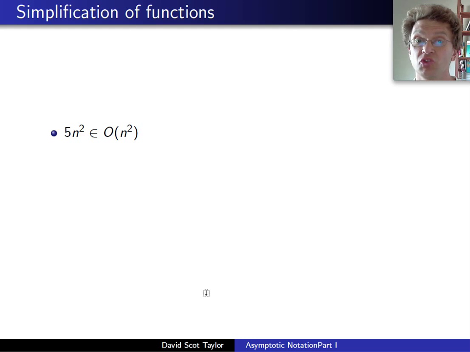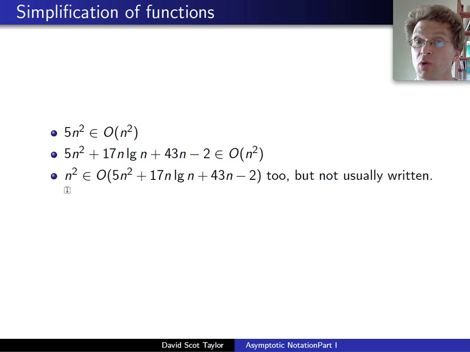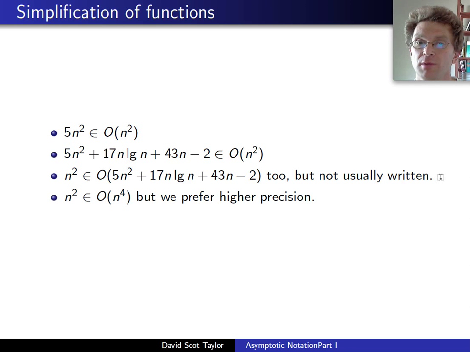So generally we use this to simplify functions. So instead of just saying, oh great, 5n squared is in the set n squared, that's nice to simplify 5n squared, but it's even nicer to take the nasty function 5n squared plus 17n log n plus 43n minus 2, that's also in the set n squared. Hey, that looks much nicer to write. You could write it the other way around: the function n squared is in the set big O of 5n squared plus whatever. That's not what we usually use it for. We usually want to simplify what the functions are. This happens to be true, but just not the most helpful thing to write, okay?